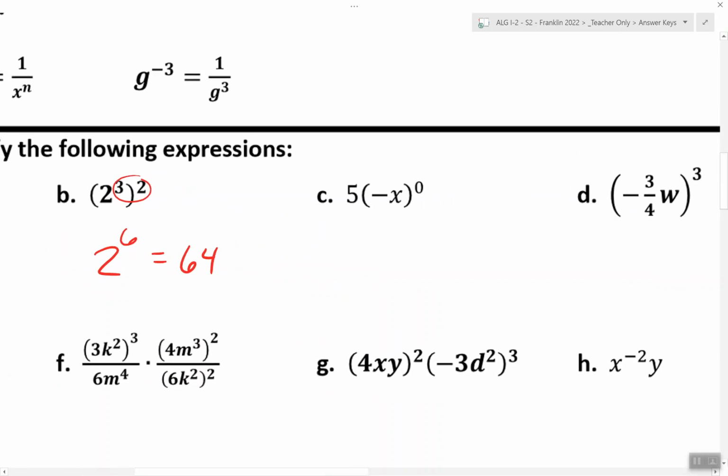All right, 5 times negative x to the 0 power. Well, anything to the 0 power, so this whole thing is to the 0 power, is 1. So this ends up being just 5 times 1, which equals 5.